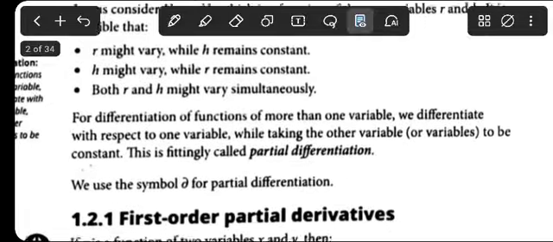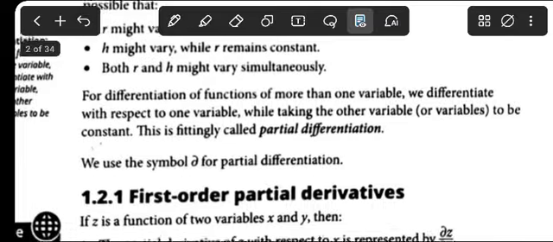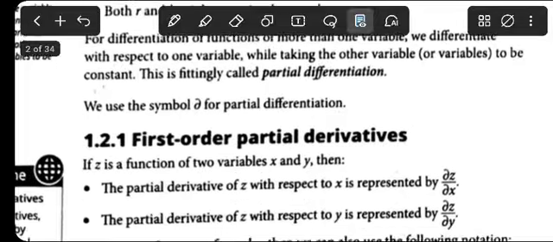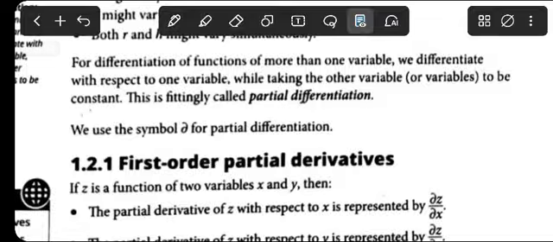Since you have seen that you have two variables, now is the moment when partial differentiation comes in. What is important about partial differentiation is that it differentiates with respect to a certain variable. We take the differential with respect to a single variable, right?